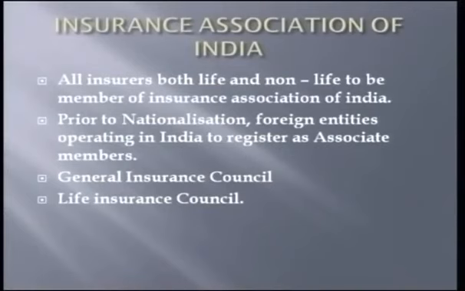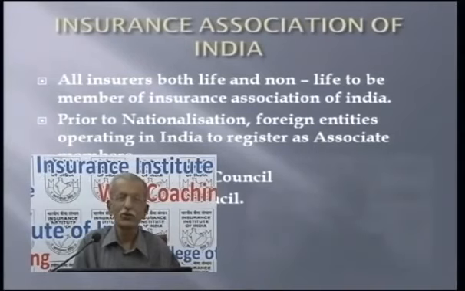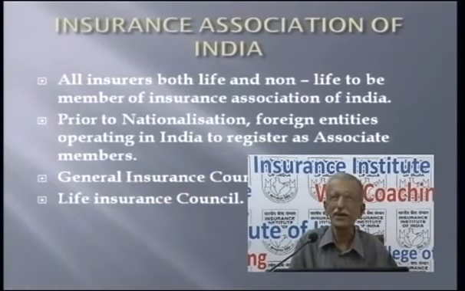Then it is a very old system that all insurers and companies operating in India have to be part of the Insurance Association of India. This is a provision of the Insurance Act 1938. So every company is a member of the Insurance Association of India. Prior to nationalization, foreign entities operating in India were also registered as members, but as associate members. Then the Insurance Association of India was having, and still we are having, the General Insurance Council and Life Insurance Council. We will see later about these councils.